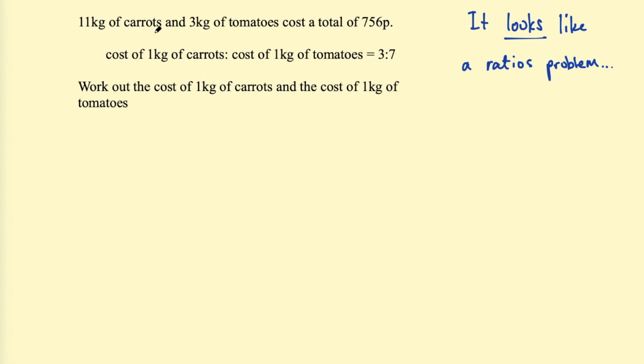The problem says 11 kilograms of carrots and 3 kilograms of tomatoes cost a total of 756p. The cost of 1 kilogram of carrots to the cost of 1 kilogram of tomatoes equals 3 to 7. Work out the cost of 1 kilogram of carrots and 1 kilogram of tomatoes.